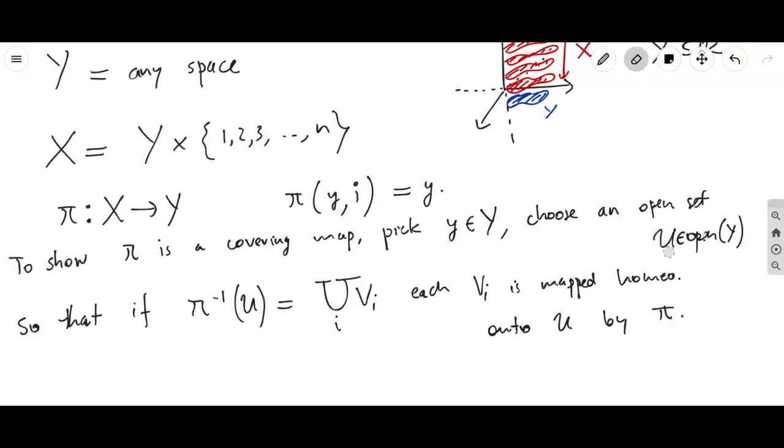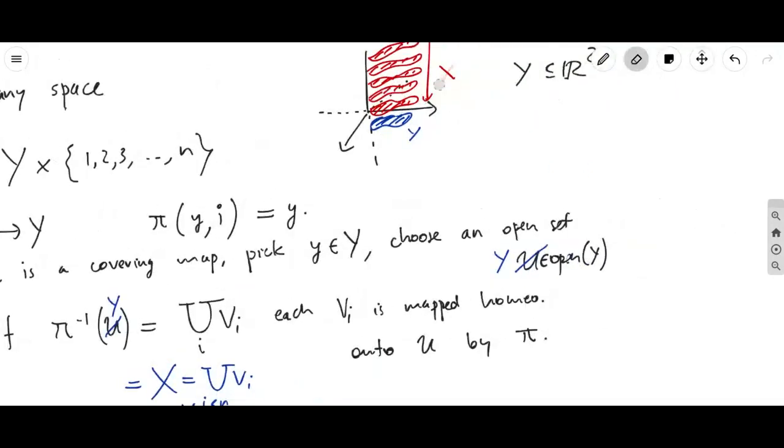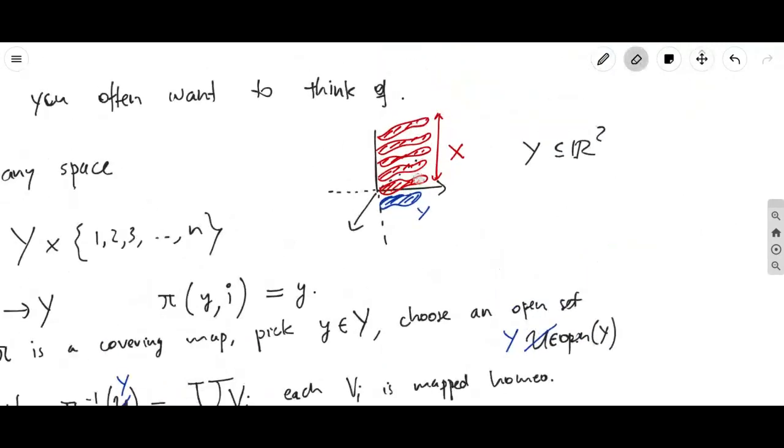And how do you pick the open set? Well, here the open set can be chosen as large as possible. Because this example is so simple, you can just pick it to be Y itself. And then pi inverse of Y would actually be equal to X, right? But X is the union of all of those levels, from 1 to n, of all V_i, where V_i represents each of these levels. This would be V1, V2, and so on. And you can see that each of these levels, each of these floors, is mapped homeomorphically onto Y.